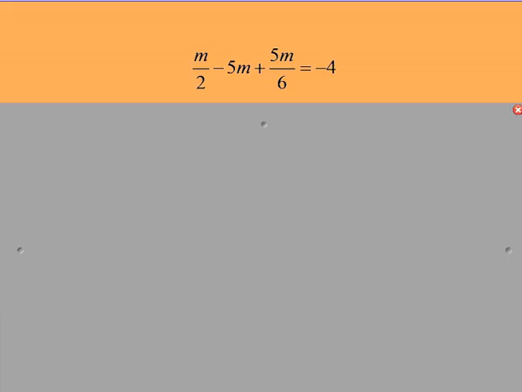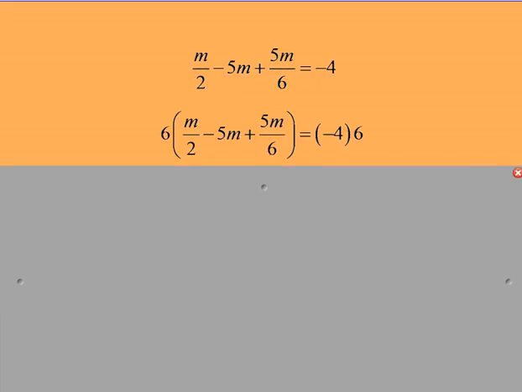And next we have m over 2 minus 5m plus 5m over 6 equals negative 4. All right, so let's look at our denominators. Obviously 2. Here we can think of that as being over 1, 6, and of course here over 1. So really we're just working with the 2 and the 6. Common denominator of 2 and 6 is 6. So let's multiply both sides of the equation by 6. Now we're going to have to distribute 1, 2, 3 different terms in parentheses.